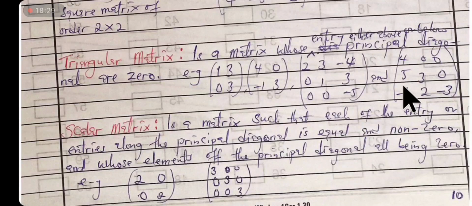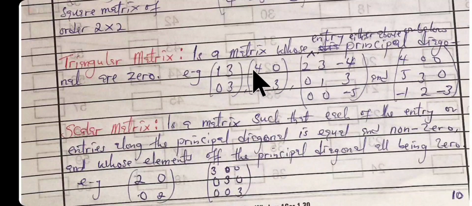Why do we call them triangular matrices? Remember, we say it's a matrix whose entries either above or below the principal diagonal are 0. The principal diagonal of this matrix is 1 and 3. Above it is 3, but below it is 0. Because below the principal diagonal is 0, we can call this a triangular matrix.